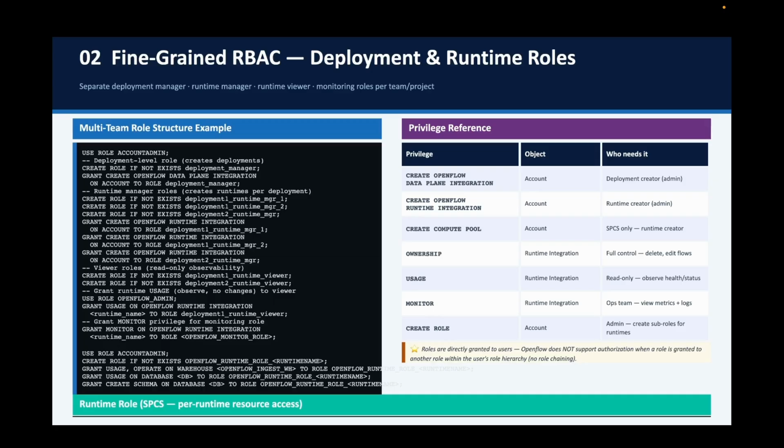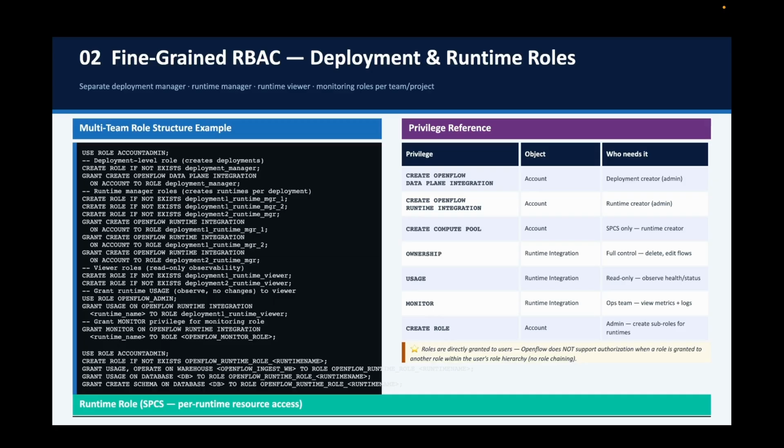On the right side, I have a privilege reference. What each privilege is, the corresponding object, and who actually needs it. The first one, create Openflow data plane integration. It is an account level object, so a deployment creator who is an admin needs that. Create Openflow runtime integration is also an account level object. Who needs it? A runtime creator or an admin.